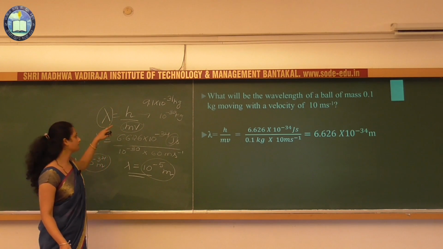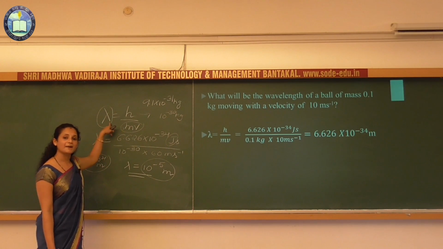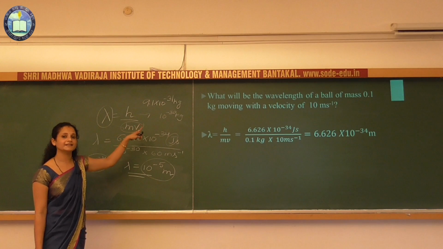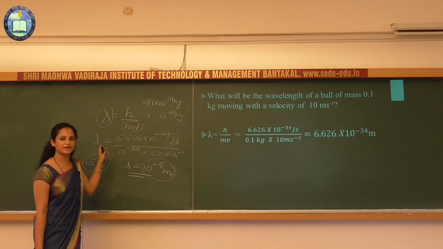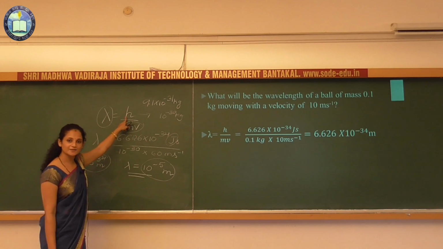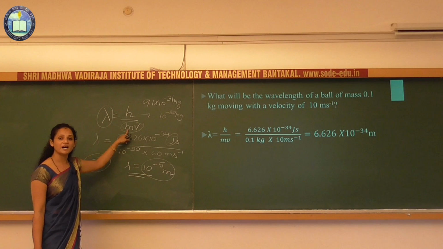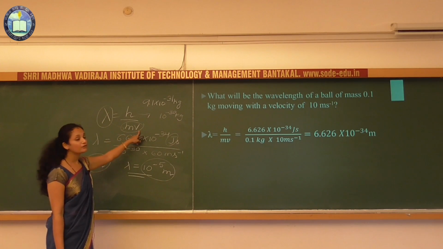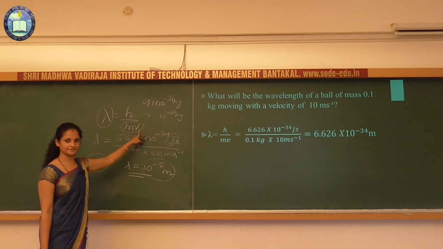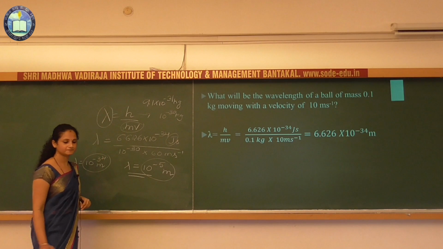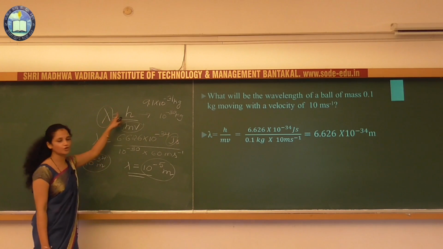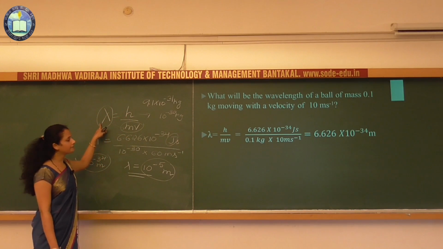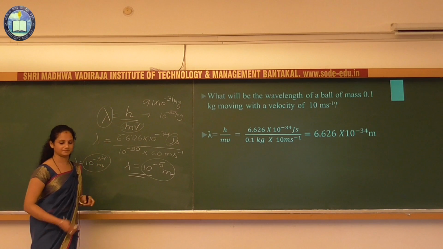For 2 marks you have to mention that lambda represents the wavelength of a moving particle, h is Planck's constant, m is the mass of that moving particle, and v is its velocity. Either you can write lambda is equal to h by mv, or lambda is equal to h by p.